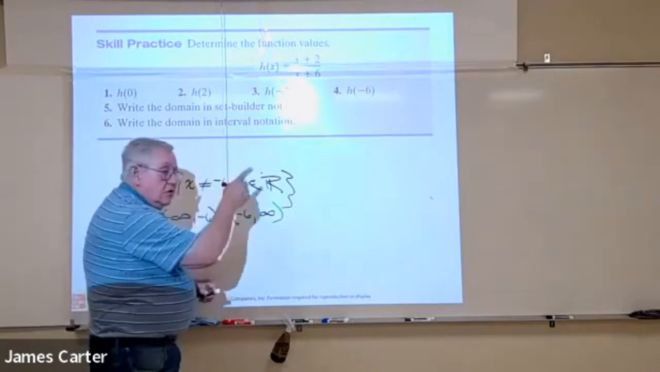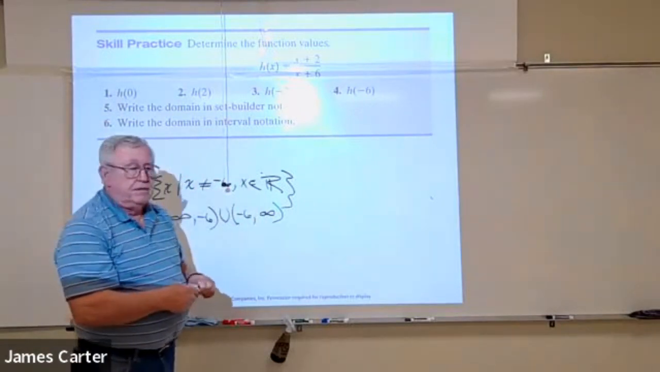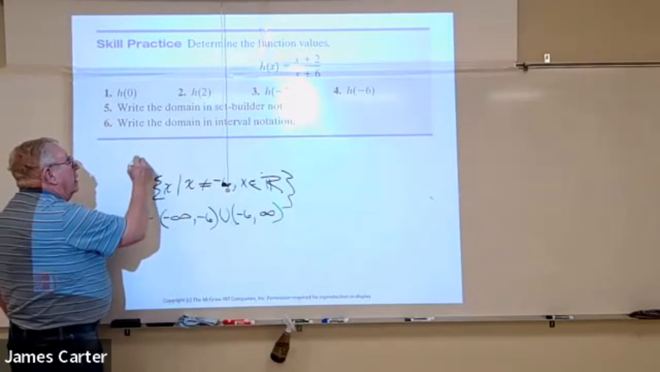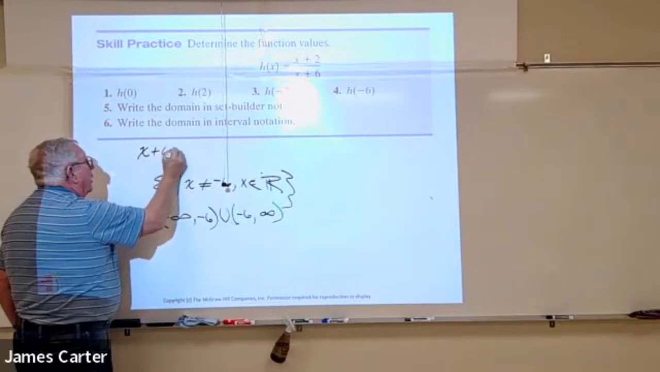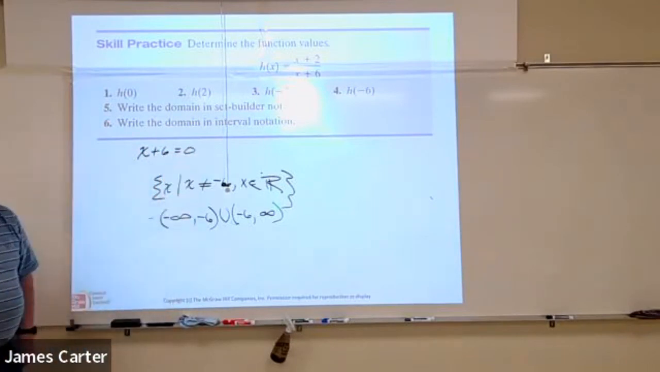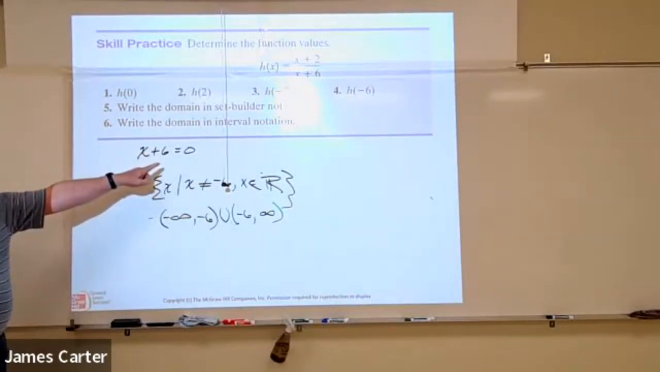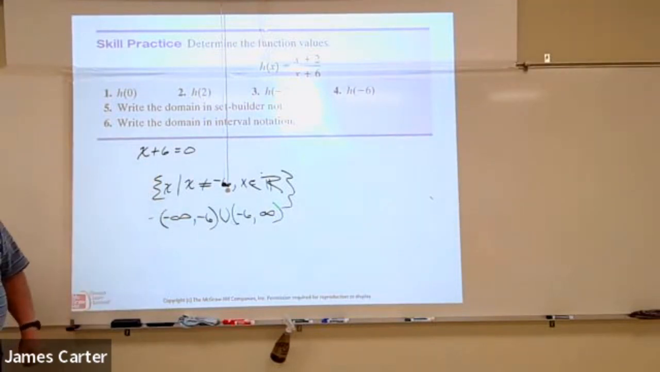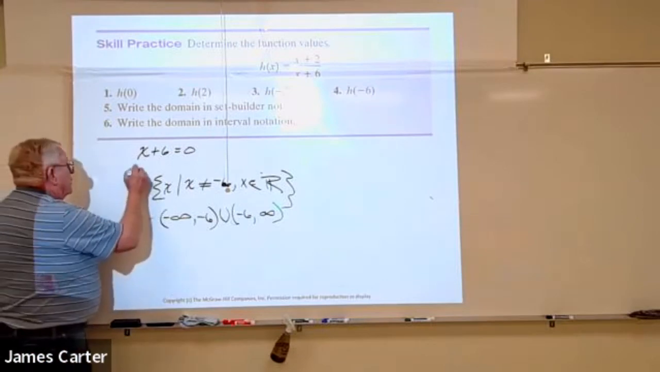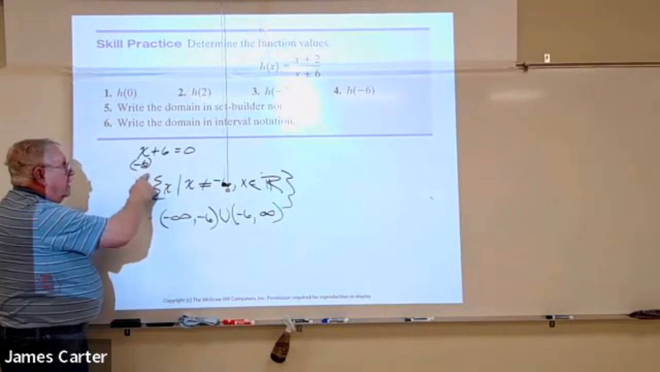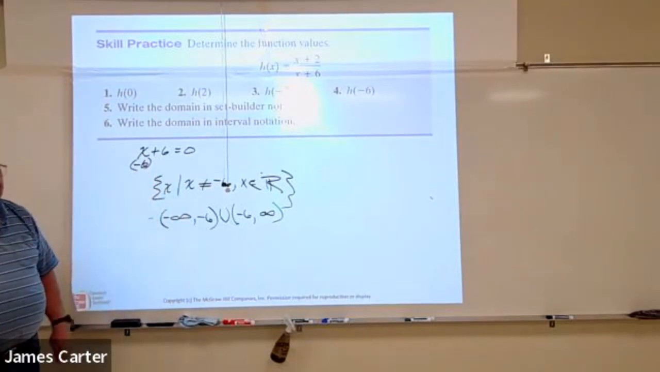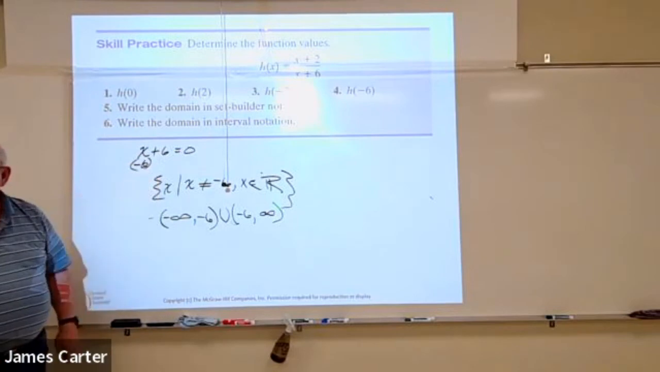What you do, according to those steps on the previous slides, is you take the denominator, and then you see what numbers would cause you to get a 0 there. Okay. So the only number in this case that gives you a 0 would be -6. Because -6 and +6 are 0.